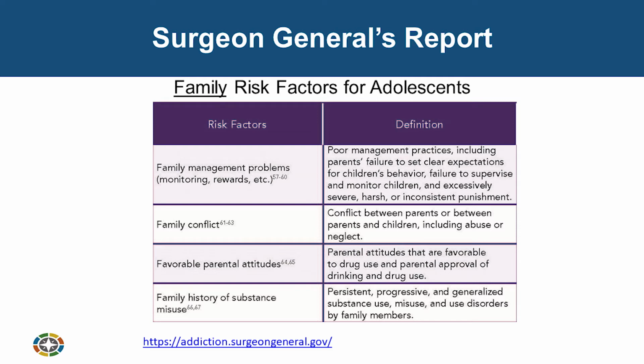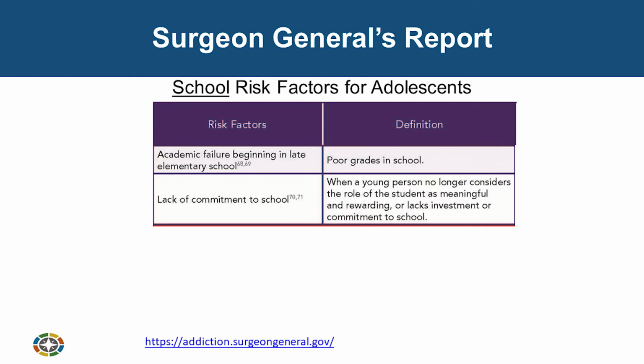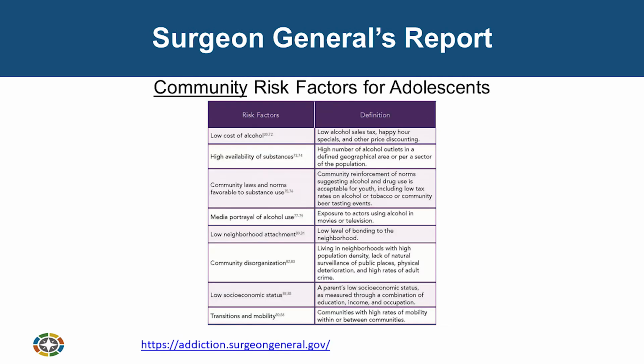And then there are school risk factors for substance use disorders, such as academic failings beginning in late elementary school and lack of commitment to school. There are also community risk factors, such as if alcohol is widely available and low cost. One of the big public health interventions is limiting the proximity of liquor stores to schools, right? Because the more alcohol is available and the cheaper it is, the greater the rate of alcohol use. High availability of substances in general is a big risk factor. Community laws and norms favoring substance use.